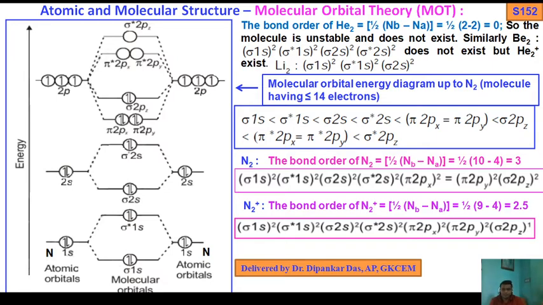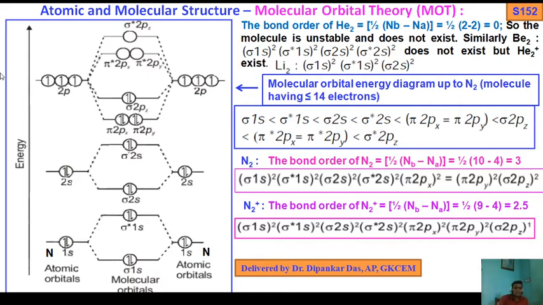Now, talking about the MO electronic configuration of N2, very important. N2 means each atom has 7, so 7 plus 7, that is 14 electrons. For a molecule having less than or equal to 14 electrons, the MO diagram will be as shown on the left hand side. So this is the MO diagram of N2. First you can show 1s, or you can write KK, K shell.